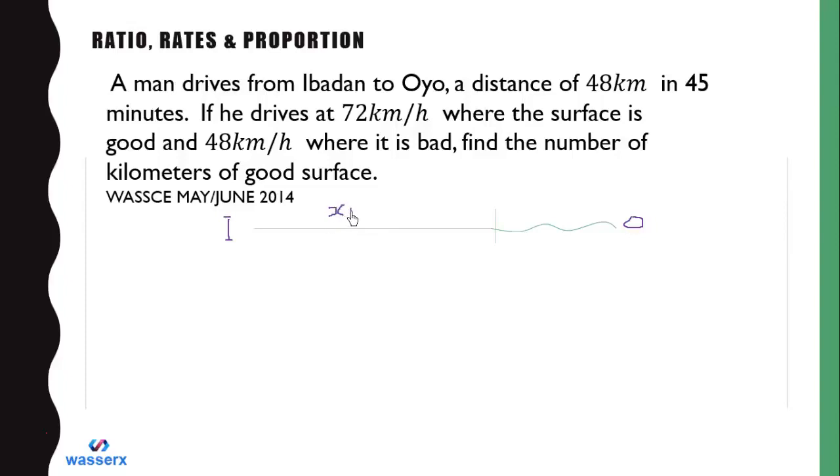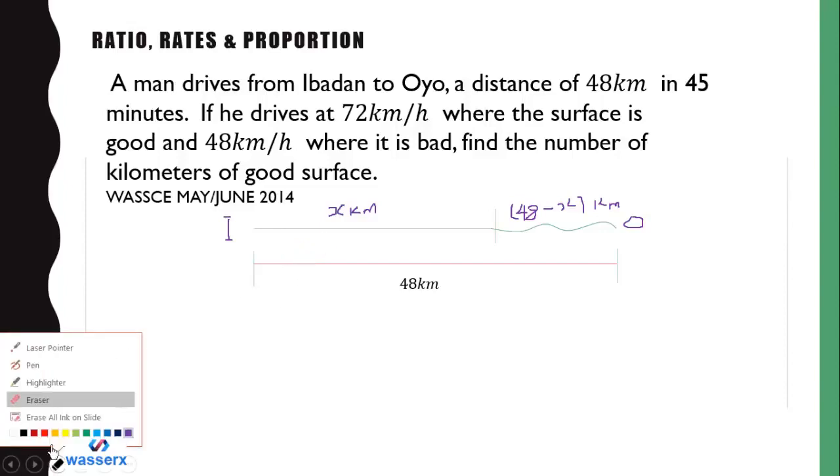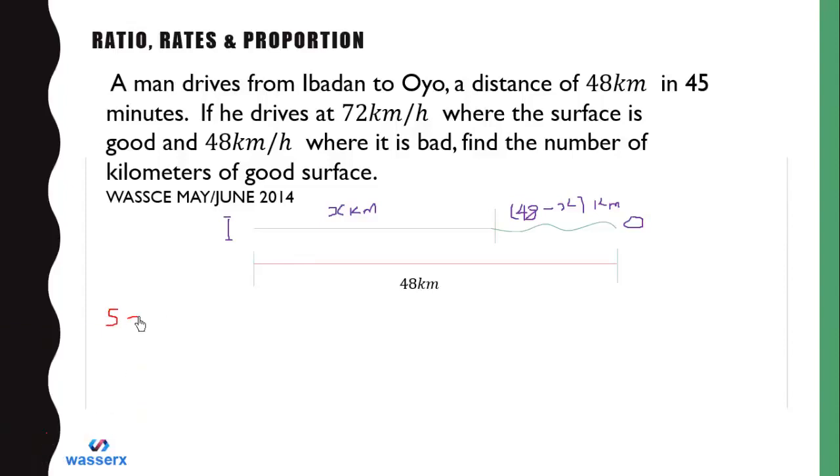Now let the smooth surface be x kilometers. Now the total is 48 kilometers, so the one that is bad will be 48 minus x kilometers. Now we know that the speed is equal to distance over time taken. So the speed for the smooth surface is given by 72 kilometers per hour, and this is equal to the distance, which is x kilometers, over the time taken. Let's say it is t1.